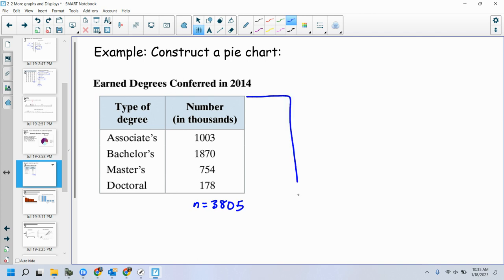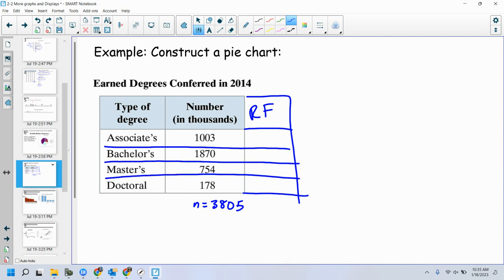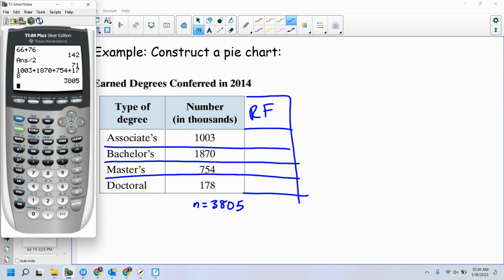Okay, and now we are going to add a column onto this and find the relative frequency of each of these. Remember, relative frequency is just basically the percentage that falls within that data. So I've got 1,003 divided by 3,805. You take the frequency divided by n. So 0.264.